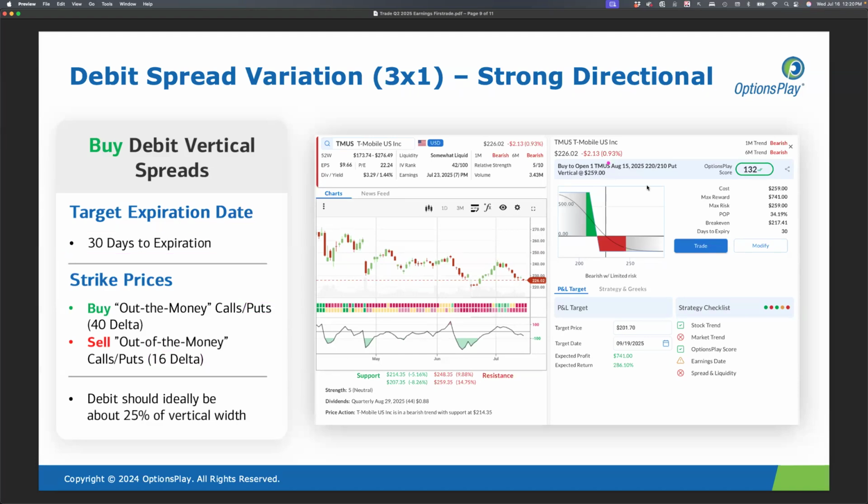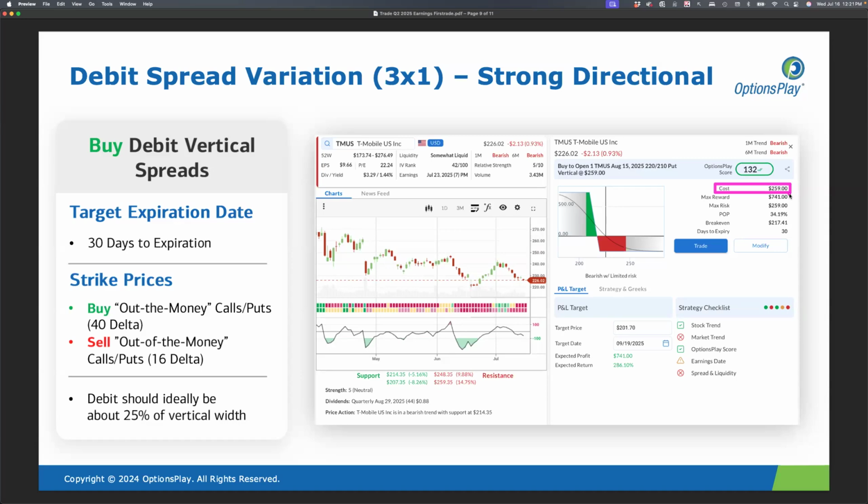And so what that means for T-Mobile is going out to the August 15th expiration, which is 30 days from expiry. I'm buying the 220 puts, which are roughly $6 below the current price of the stock, and selling the 210 puts against that. And earlier today, you can pay about $2.59 for that $10 wide debit spread. And for everyone who can remember my sessions, whenever you're trading a vertical spread, what you're risking is fixed, and what you could potentially make is always going to be the difference between the strike prices minus your total risk.